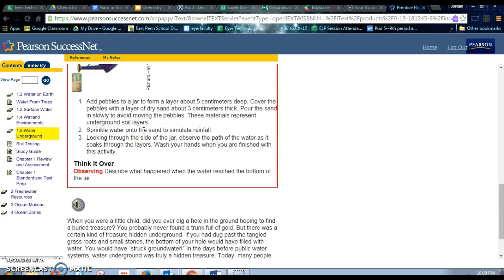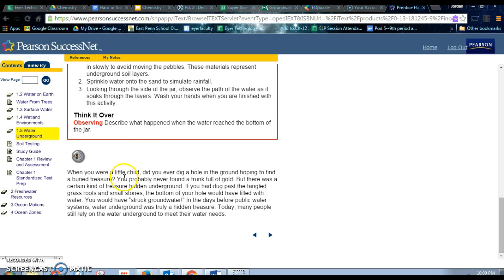Skip over this, we'll do this later this week. It brings the first scenario. It says, when you were a little child, did you ever dig a hole in the ground hoping to find a buried treasure? You probably never found a trunk full of gold, but there was a certain kind of treasure hidden underground. If you had dug past the tangled grass roots and small stones, the bottom of your hole would have filled with water. You would have struck groundwater. In the days before public water systems, water underground was truly a hidden treasure. Today, many people still rely on the water underground to meet their needs.